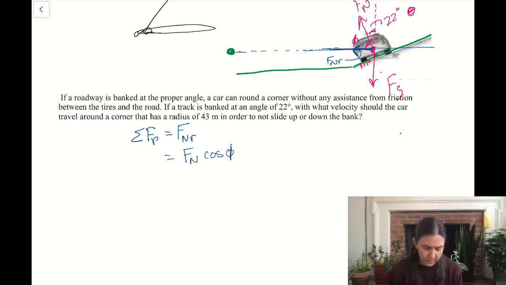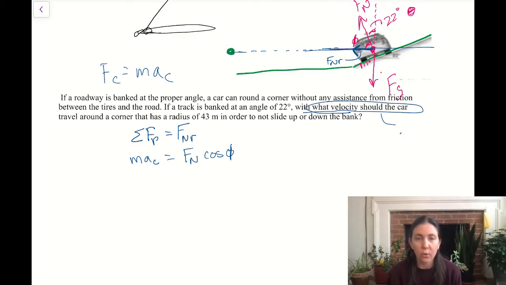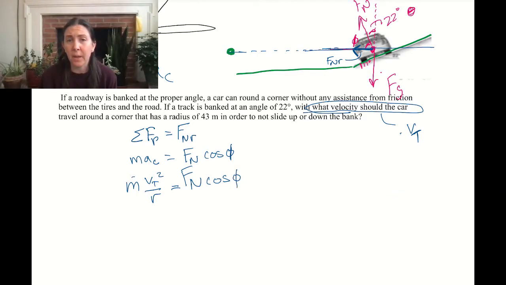All right, now at this point, we can use Newton's second law. The sum of the forces in the radial direction is the centripetal force, which is mass times the centripetal acceleration, m a_c. In this problem, we're asking what velocity the car should travel, and so that is asking for the tangential velocity. So mass times the tangential velocity squared over the radius gives us the normal force times the cosine of phi.